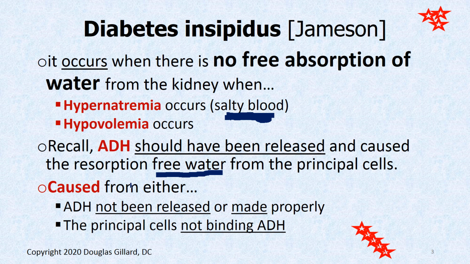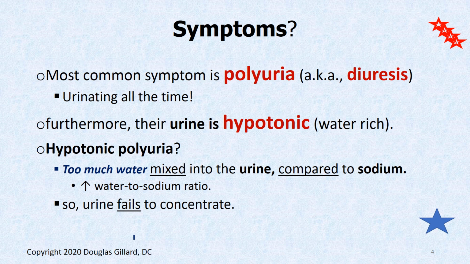In a nutshell, it's caused by either ADH is not being released or properly made, by something going on with the supraoptic nuclei maybe, or magnocellular neurons, or maybe it is being made but it's not binding to the principal cells, or it's not getting into the kidney somehow. So those, and we'll go into those more in depth in a little bit.